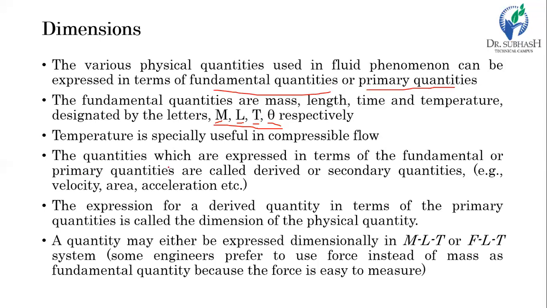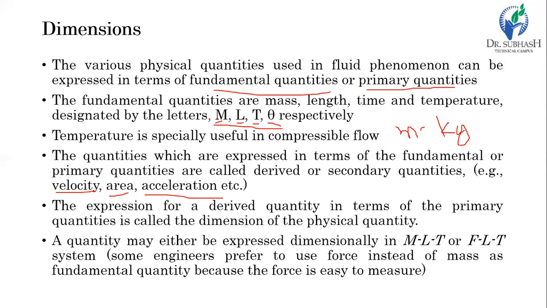The quantities which are expressed in terms of the fundamental dimensions or primary quantities are called derived or secondary quantities. So here, if we take the unit of mass, it is just a kg. But if you think about velocity, area or acceleration, velocity has a unit of meter per second, area has meter square, acceleration has meter per second square. So all these three quantities use more than one fundamental dimension.